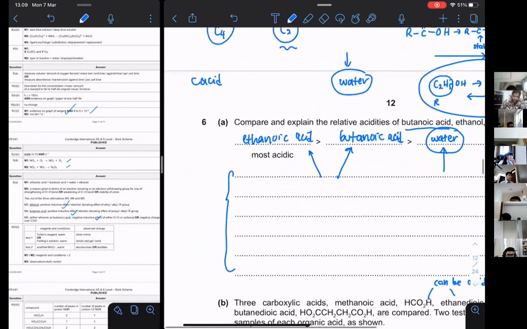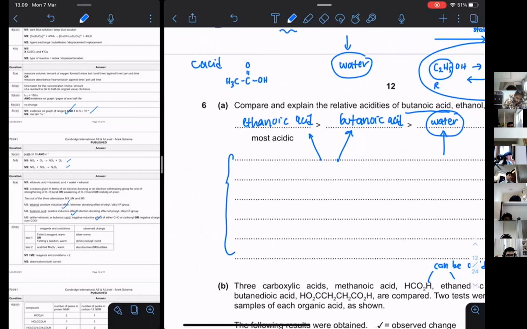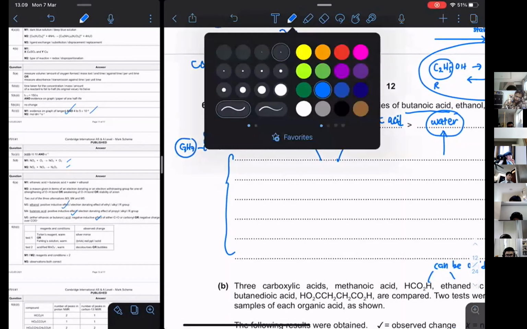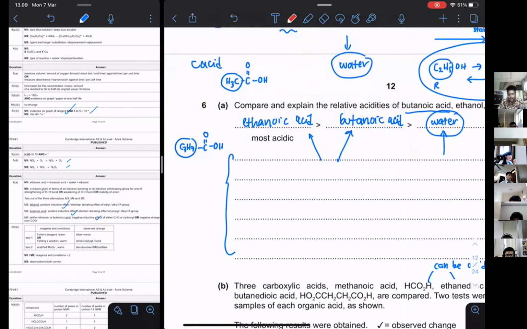If you look at ethanoic acid, C double bond O OH, there is an R group, which is CH3. And if you look at butanoic acid, C double bond O OH, the R group is C3H7. The difference here is that, even though both of them have a negative inductive effect from the C double bond O, the R group for butanoic acid is larger. A bigger R group is going to have a positive inductive effect, where the electrons will come in.